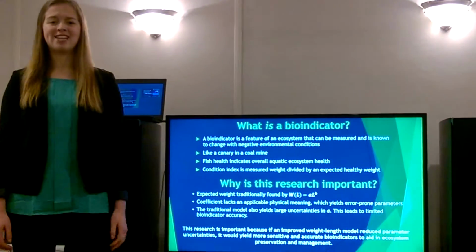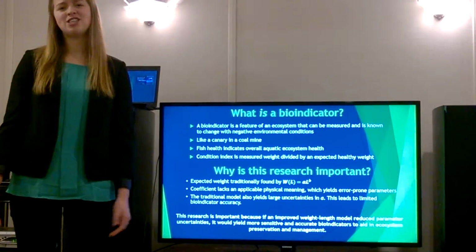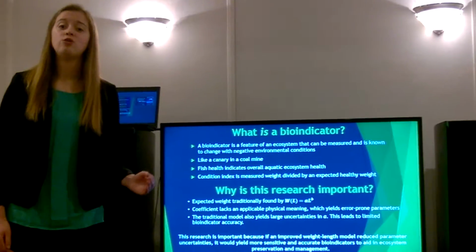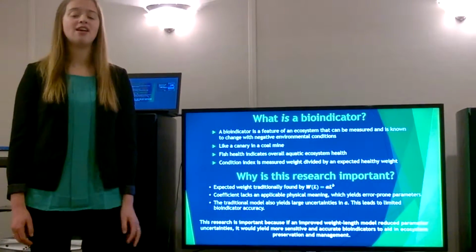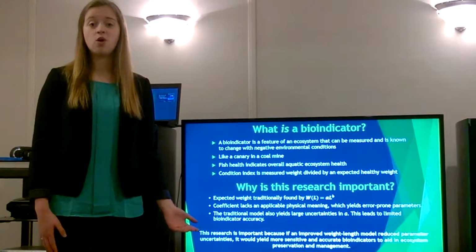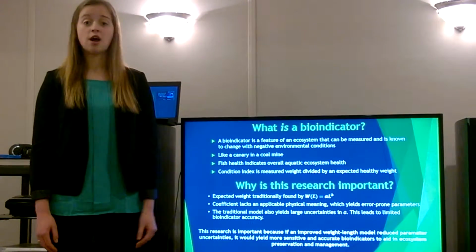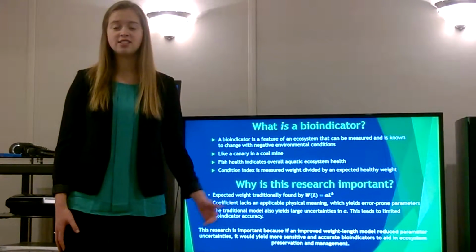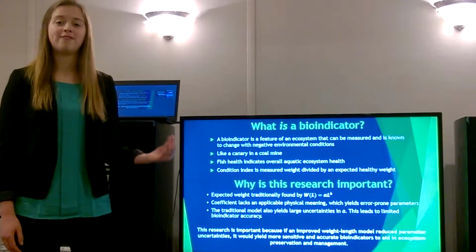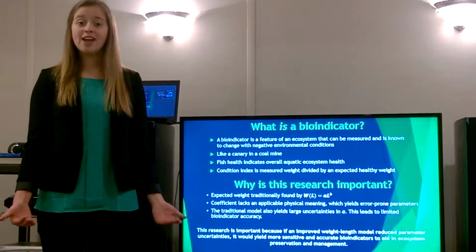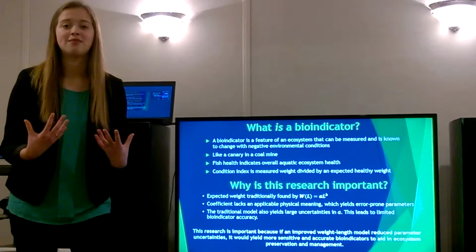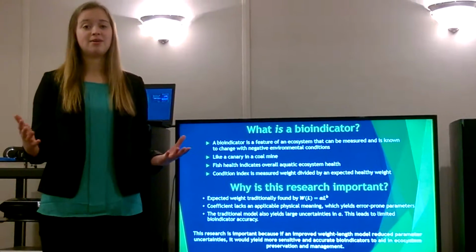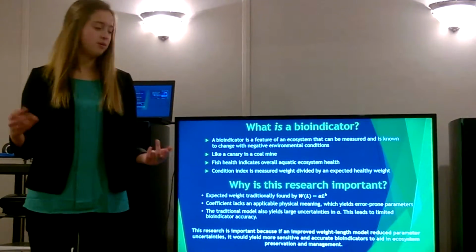So what is a bioindicator? A bioindicator is any feature of an environment that you can measure and that you know changes based on how healthy the environment is. It's like a canary in a coal mine. Miners would send down a canary into a coal mine, and if there were even trace amounts of carbon monoxide or methane, which would kill the miners, the canary would die, and they would know that the environment wasn't safe. In the same way, fish serve as a sentinel of aquatic environment health. If the fish and environment aren't healthy, nothing is healthy because fish are so interconnected in the food web.